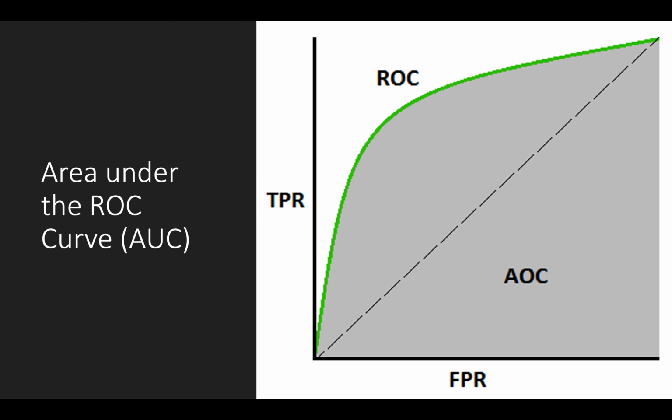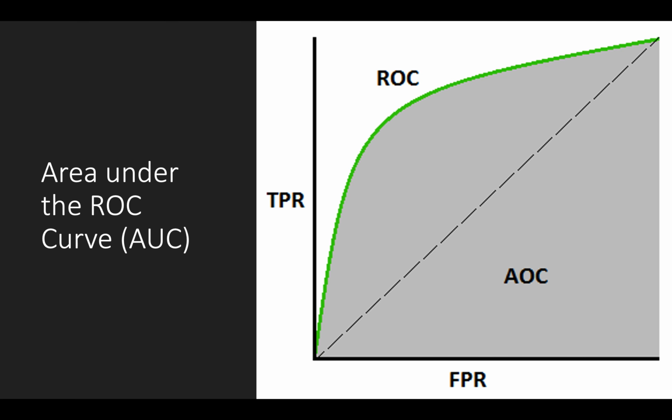ROC curves can only be used to assess classifiers that return some confidence or probability of prediction. For example, logistic regression, neural networks, decision trees, and ensemble models that are based on decision trees can be assessed using ROC curves. The higher the area under the ROC curve, and that is what we call AUC, the better the classifier. A classifier with an AUC higher than 0.5 is better than a random classifier. If AUC is lower than 0.5, then something is wrong with your model.